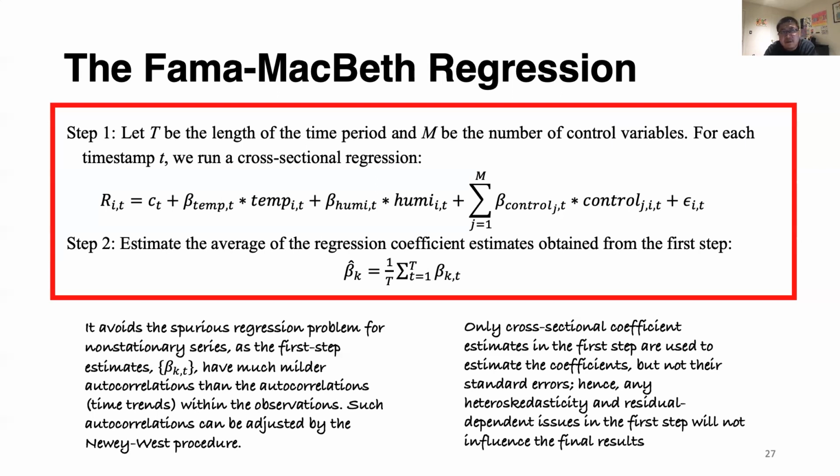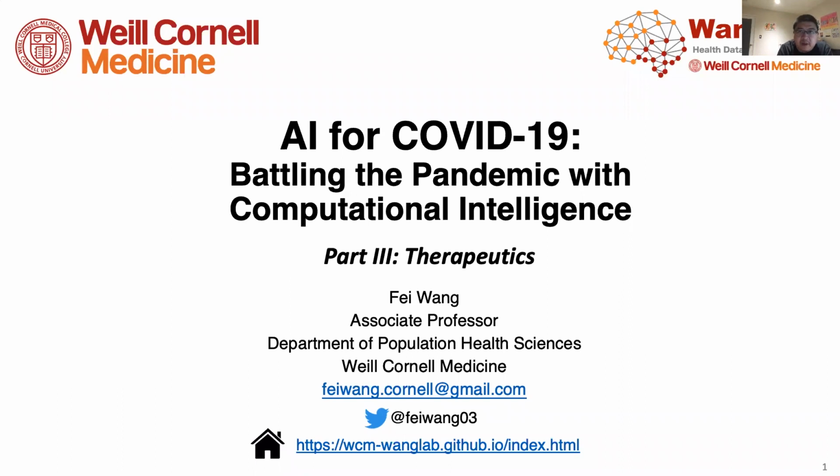So that's all the content I want to introduce in this section. Of course, this cannot be exhaustive, but I hope the audience can have a basic knowledge of the problems and directions people are studying in the epidemiology area, and especially where machine learning models or AI models can be helpful. And we're going to next go to the second part, which is therapeutics. So now let's go to the third part of this tutorial.